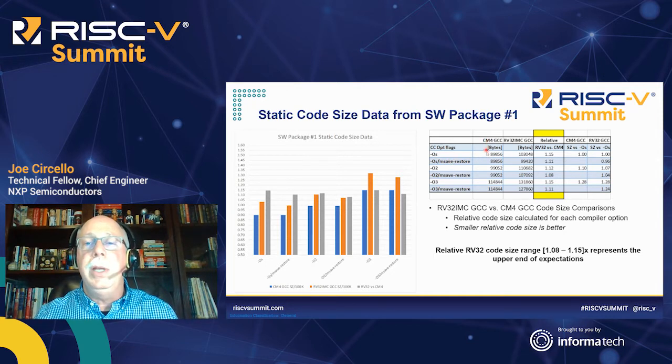This first column here is the Cortex M4 GCC byte size. As you can see there, quite a range based on the optimization level. The next column over is the RV32 IMC results. Again, the byte size for those sections. This highlighted column here shows the relative size comparison.